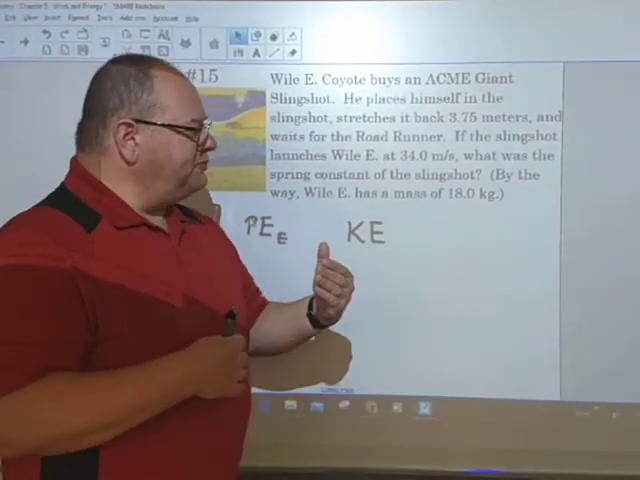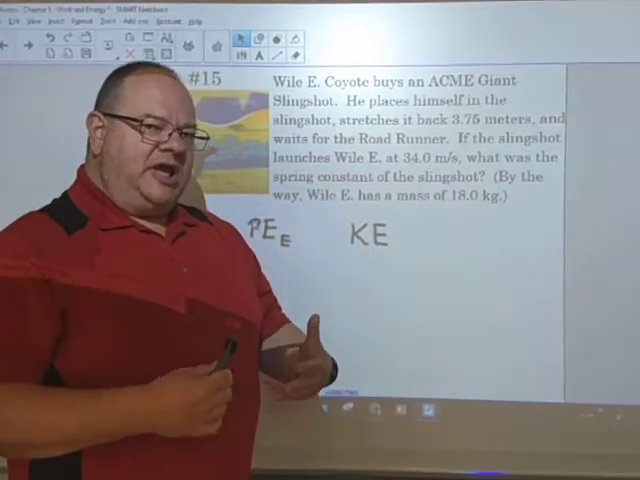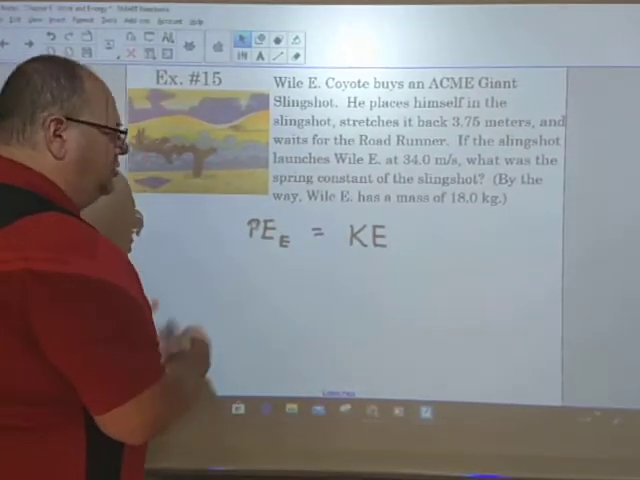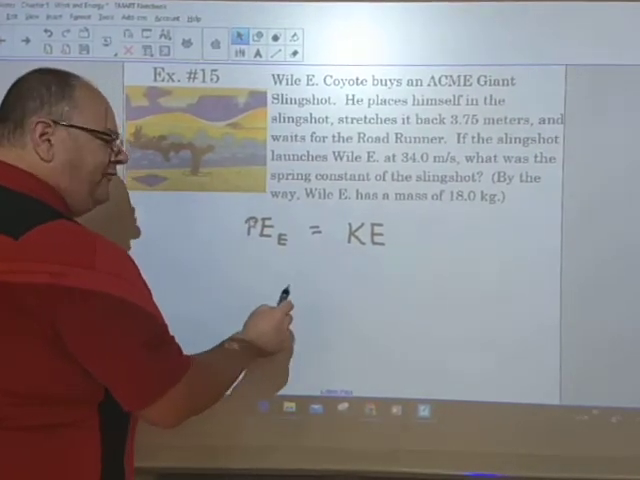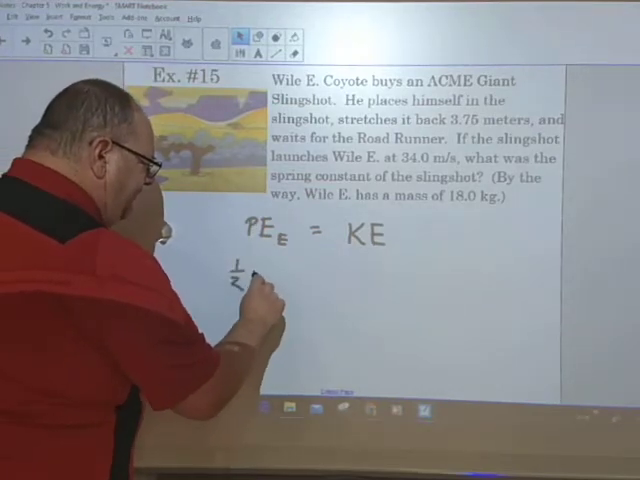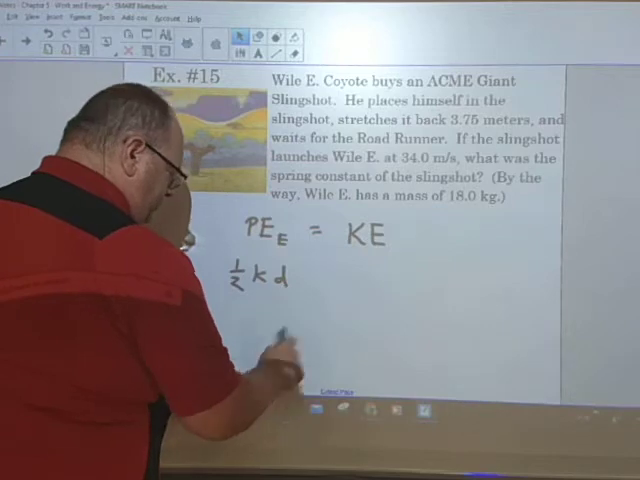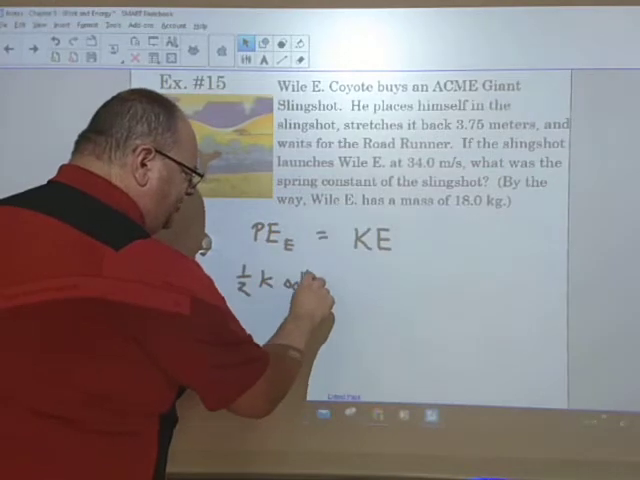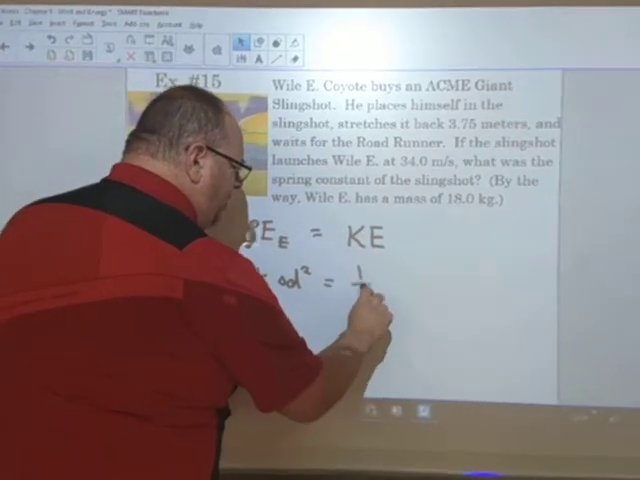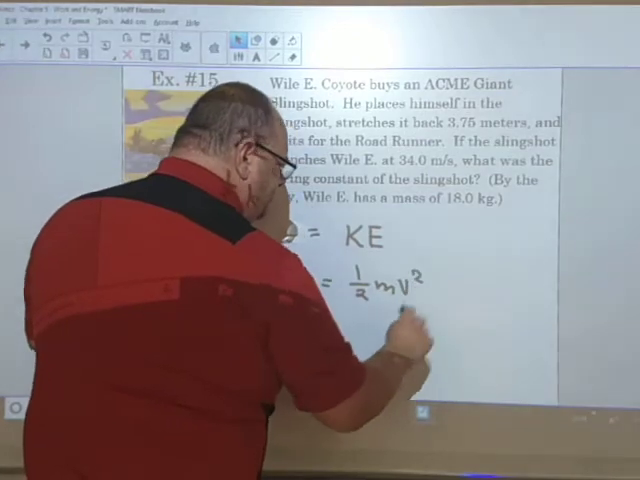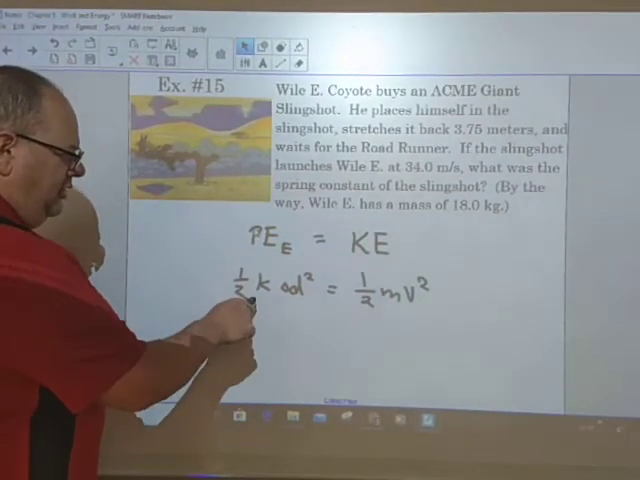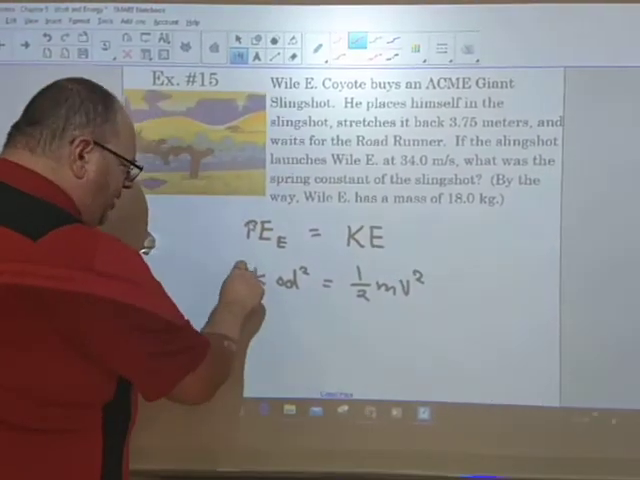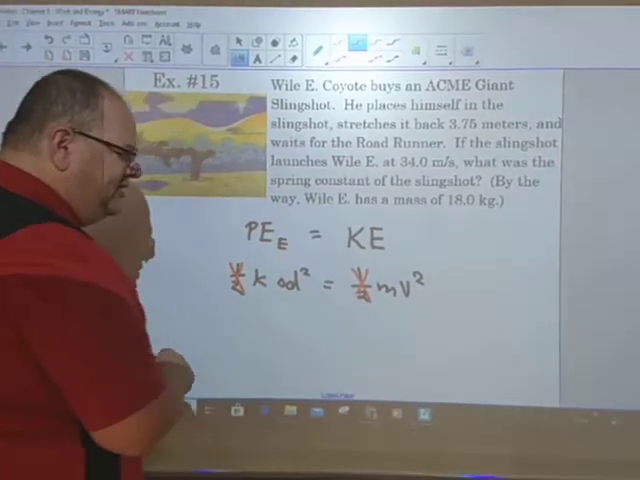And what we're going to do for this problem is we're going to imagine that all of the energy gets converted from one form to another. So we set these two equal to each other. Okay? Now, the formula for elastic potential is 1/2 K delta D squared equals 1/2 mv squared. I'm looking for K. I can simplify this a little bit because I've got a 1/2 on both sides, so I just multiply both sides by 2 and that's both gone.